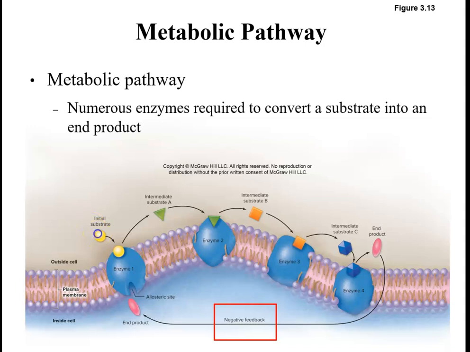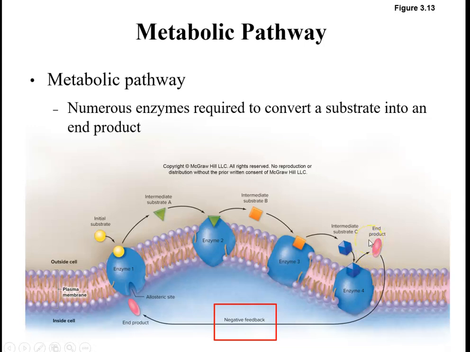Metabolic pathways. Metabolic pathways occur when there are numerous enzymes required to convert a substrate into an end product. So you can see down here you've got enzyme 1, takes in the first substrate and produces an intermediate substrate A. Intermediate substrate A goes on to another enzyme, gets converted into intermediate substrate B. Substrate B goes to enzyme 3, produces intermediate substrate C, which goes on to the final enzyme and becomes the final product or the end product.